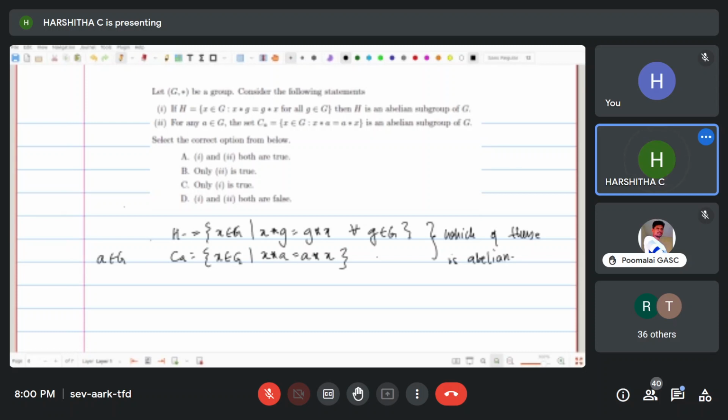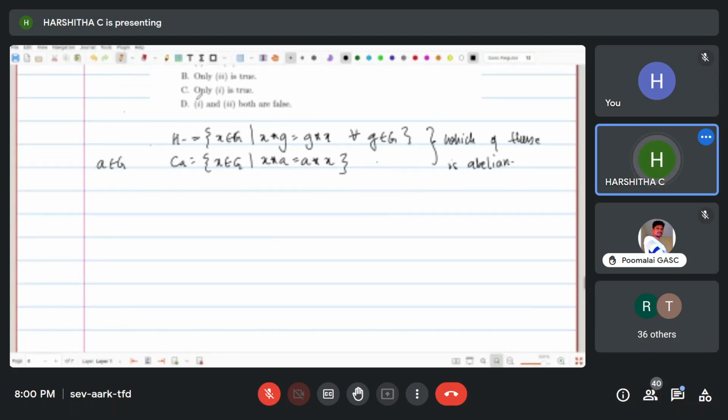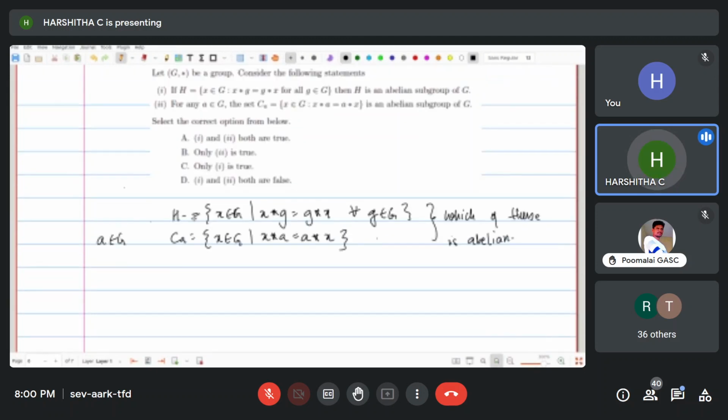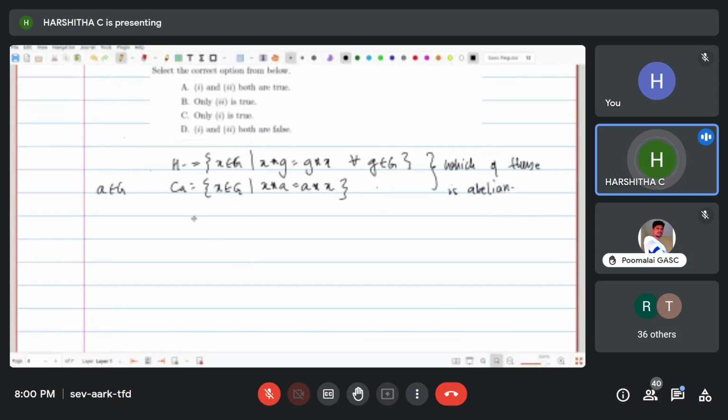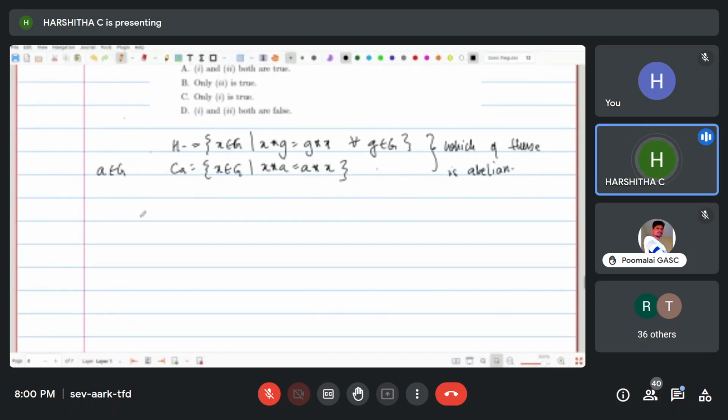So, yeah, I see some both true, some of you saying no. Let's look at the first one. So, what is H? All those elements which commute with every other element, right? So, you can check that it is a subgroup. So, let's also check that it's a subgroup. Claim: H is a subgroup.